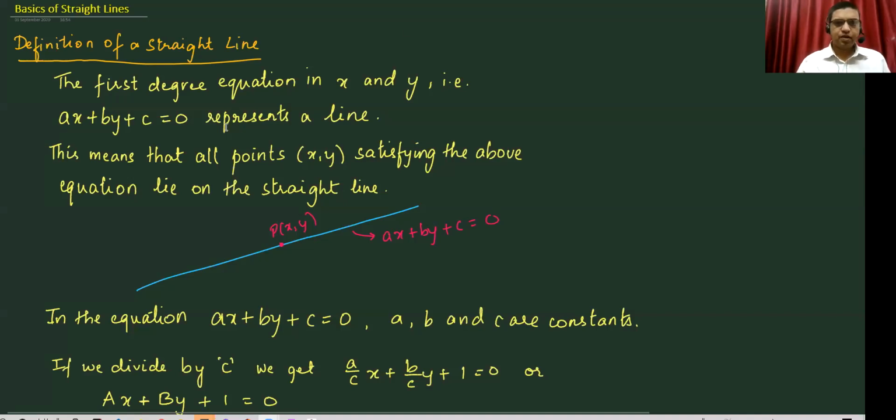Okay. So last week, very quickly going back because it's a 4 days gap on this topic. So I'm just reviewing. Definition, straight line: the first degree equation in x and y, that is ax plus by plus c equal to 0, represents a line. This means that all points x comma y satisfying the above equation lie on the straight line.